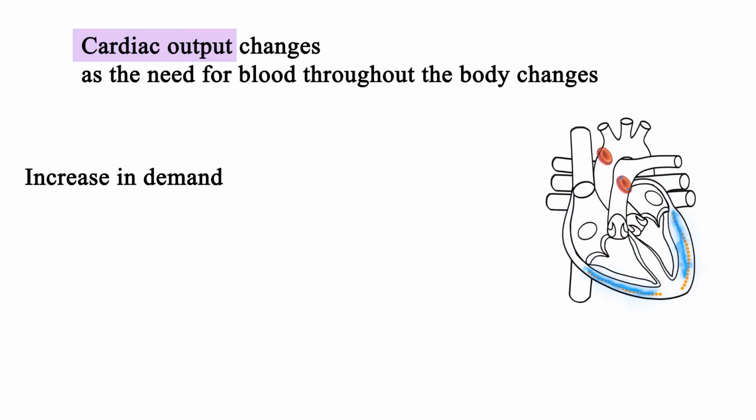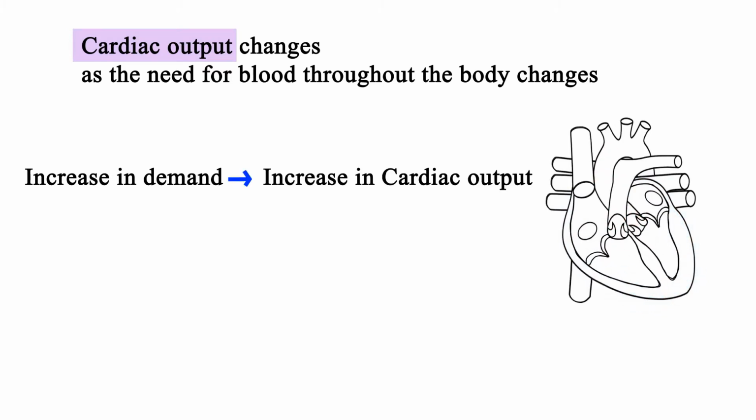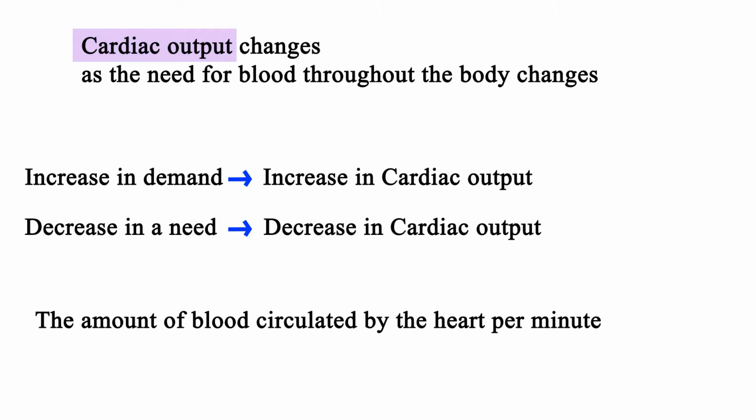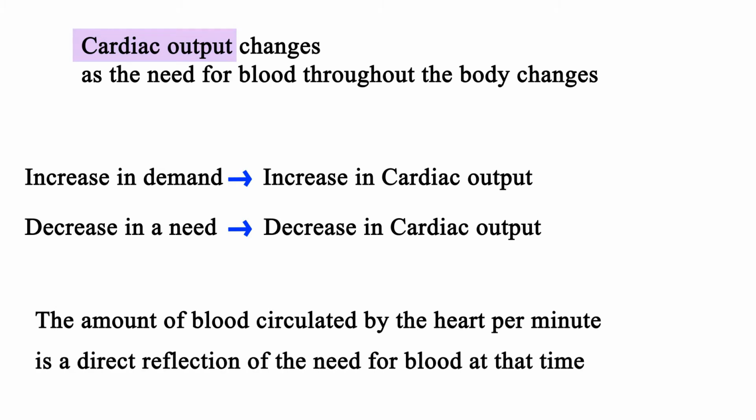An increase in demand for blood leads to an increase in cardiac output, and a decrease in a need for blood leads to a decrease in cardiac output. The amount of blood circulated by the heart per minute is a direct reflection of the need for blood at that time.